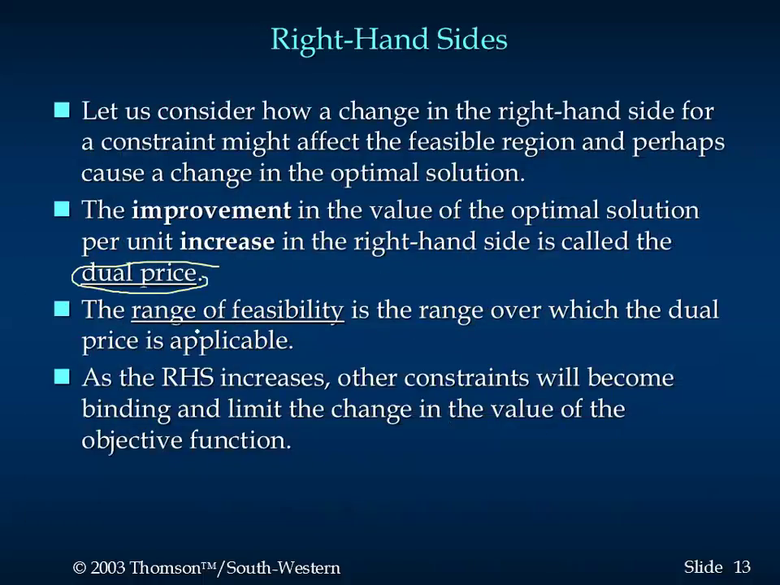The range of feasibility, or the RHS range, is the range over which the dual price is fixed. The dual price is constant in this range. Outside this range, it may change. As the RHS increases, other constraints will become binding and limit the change in the value of the objective function. So beyond the feasibility range, the dual value will change. Anyway, as we do some problems, we'll see how that happens.